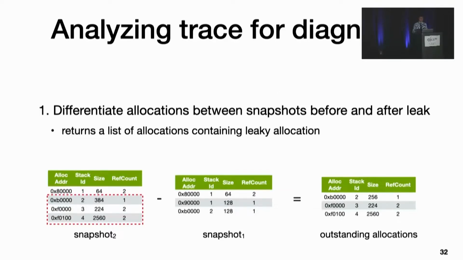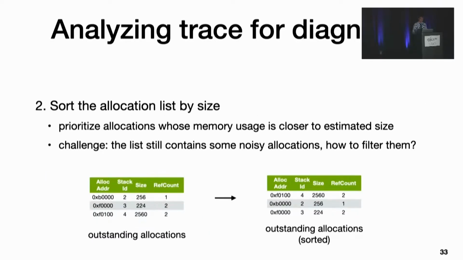The last step is to analyze the collected snapshots to output the root cause stack traces. The challenge is to handle many noisy allocations and localize the true buggy allocation. First, the diagnosis engine will differentiate the snapshots before and after the leak, and identify stack traces that contain new allocations. And then it will rank these allocations based on their allocated object sizes. It will use the characteristic learned in the pattern recognition step and estimate the leak object size. Prioritize allocations that are closer to the estimation.